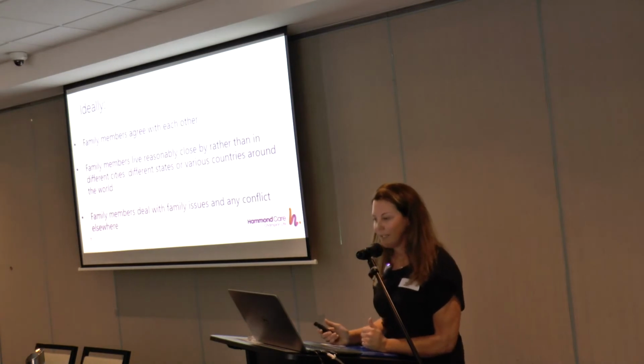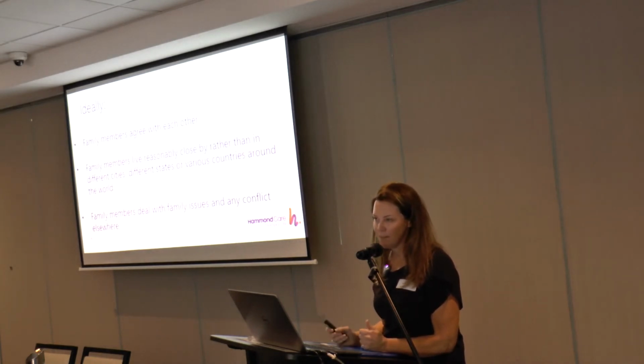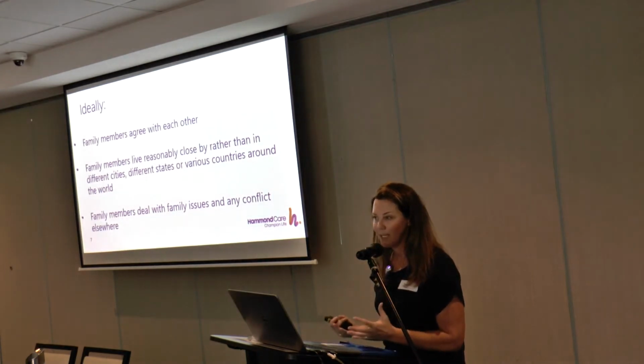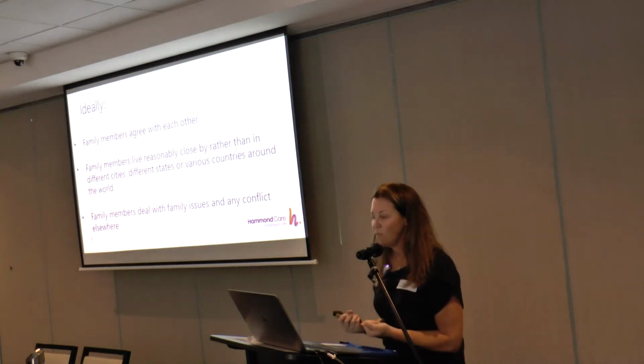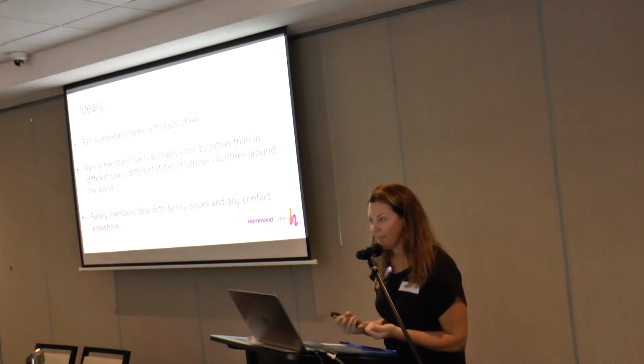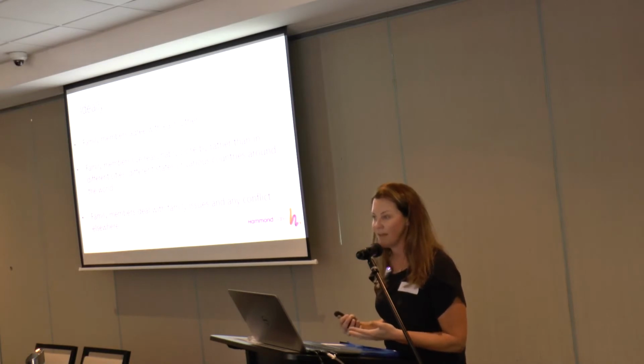Also, very ideally for us, it would be great if all family members agree with each other. So what we find is all family members come from a great place, they come from a loving place, they want what's best for that person, but usually every single member of the family have got a different idea on what that is. So it's really difficult to navigate.